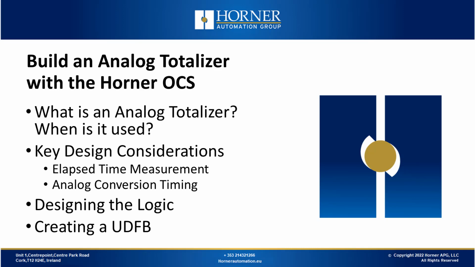We'll start by reviewing what an analog totalizer is and when it is used. We'll look at the key design considerations you need, for example, measuring elapsed time accurately and having accurate analog readings. We'll talk about how we might need to design the logic to do analog totalizing in the OCS, and then we'll look at a previously created user-defined function block that could be used for a future analog totalizer application.